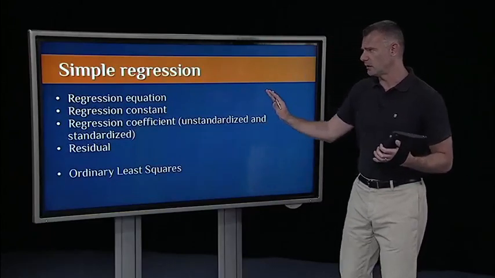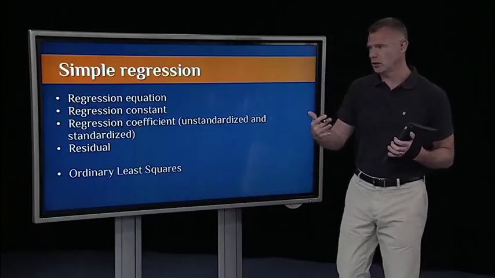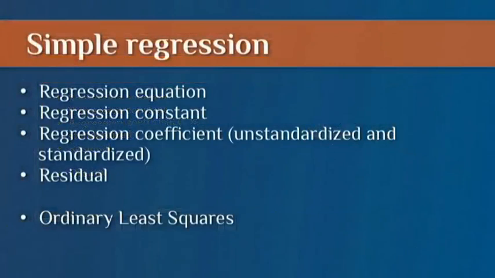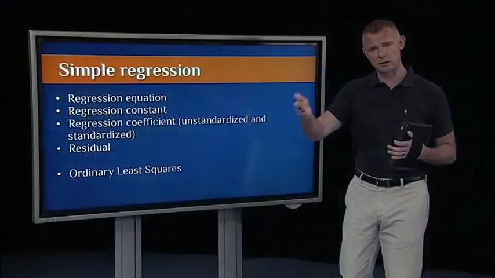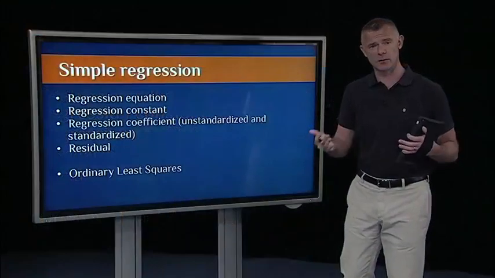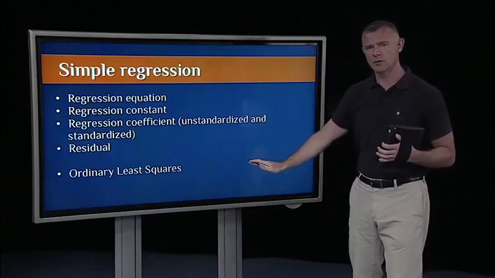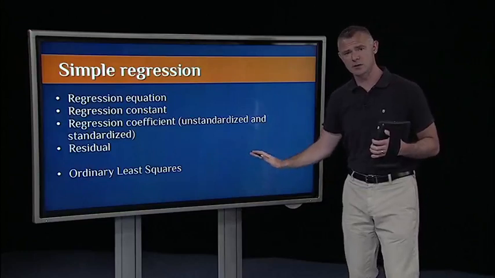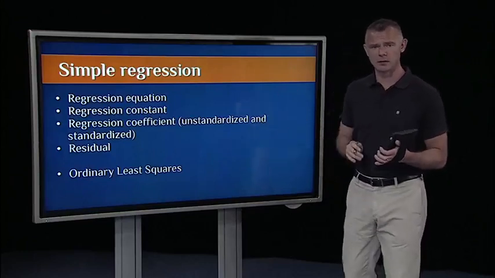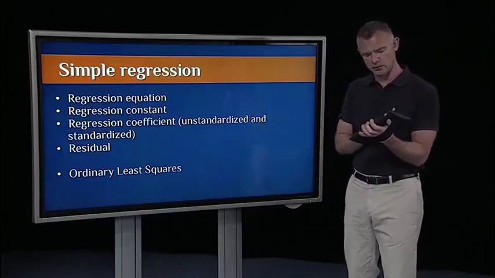So in the context of simple regression, just remember the regression equation. There's the regression constant, that's the predicted score on y when all your x's are 0. We could get unstandardized estimates and standardized estimates. And remember, we can calculate residuals and look at those residuals to see if we can improve our model. In this course, what we focused on was the method of ordinary least squares to estimate those regression coefficients.